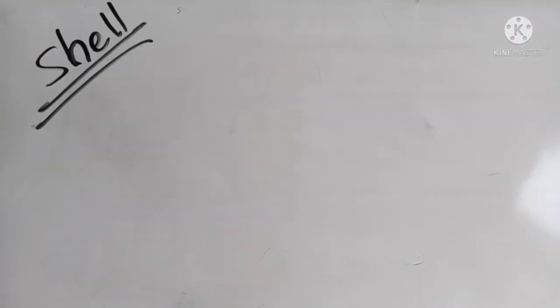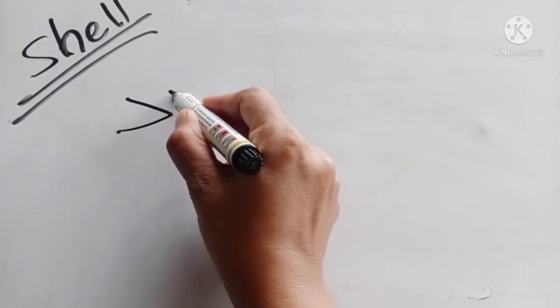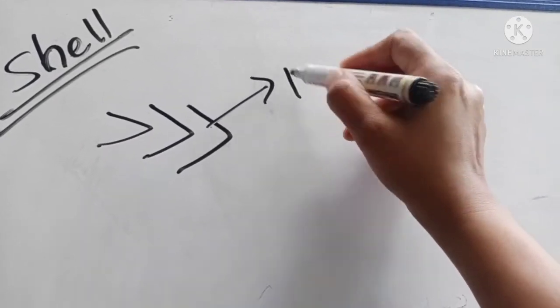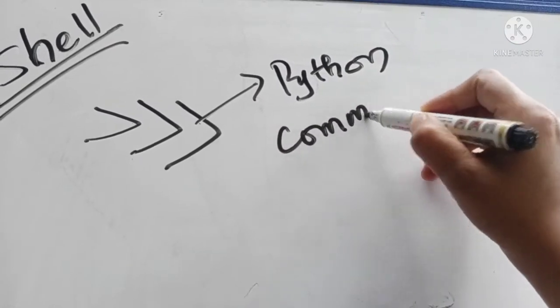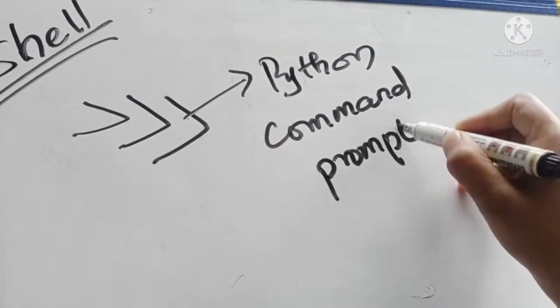Wait. Say suppose you are in the shell. Okay, in that page you can see the three angle brackets, right? What is the name of these things? It is said to be the Python command prompt.